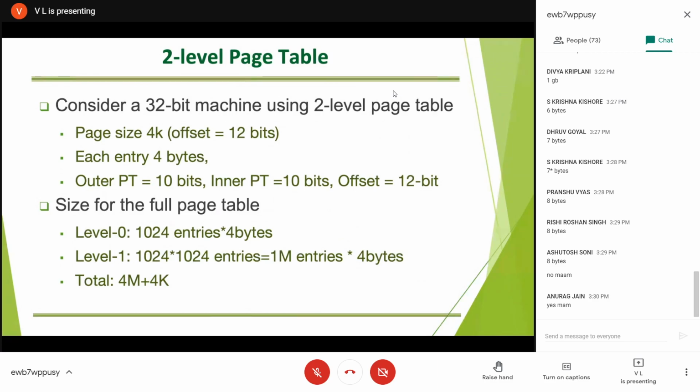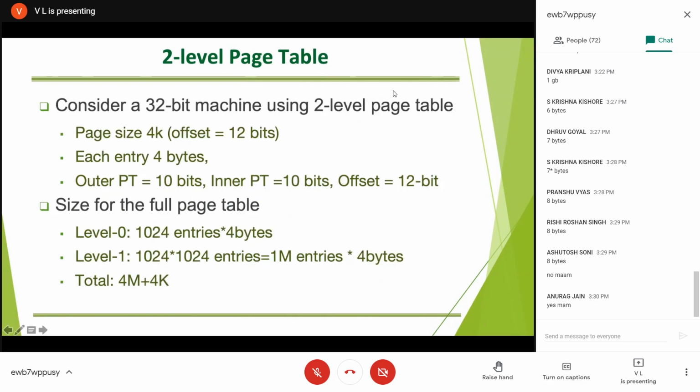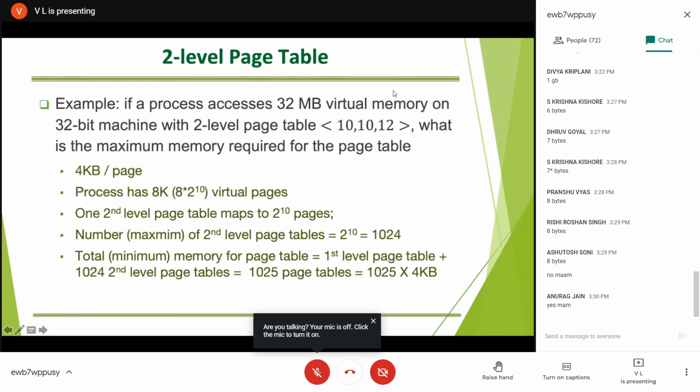But if the process does not require 4 gigabytes of space, but requires only 32 megabytes of virtual memory, then naturally your number of entries will change. If the process is requiring only 32 megabytes of virtual memory, and there are 4 kilobytes per page, then the process is requiring 8 kilobyte virtual pages, that is, 8K pages. And we know that a second level page table can have only 1024 entries. That's what we discussed here. We are using the same parameters. So a second level page table can point to only 2 raised to power 10 pages.